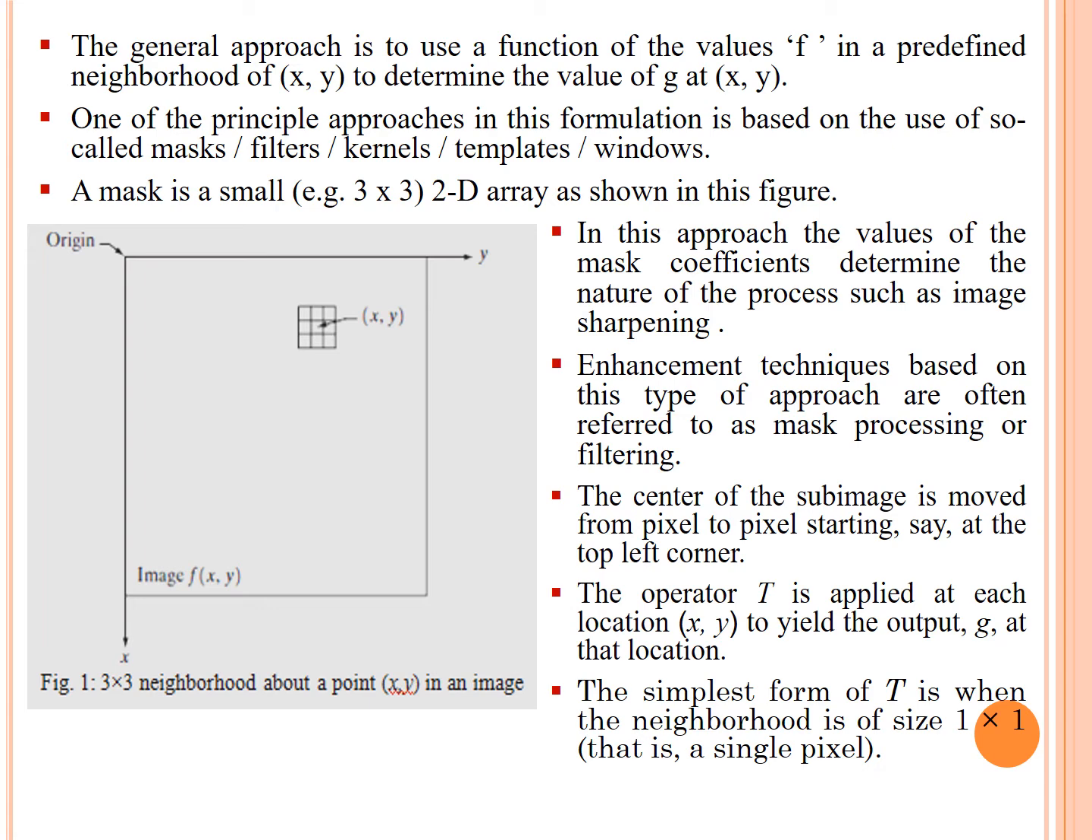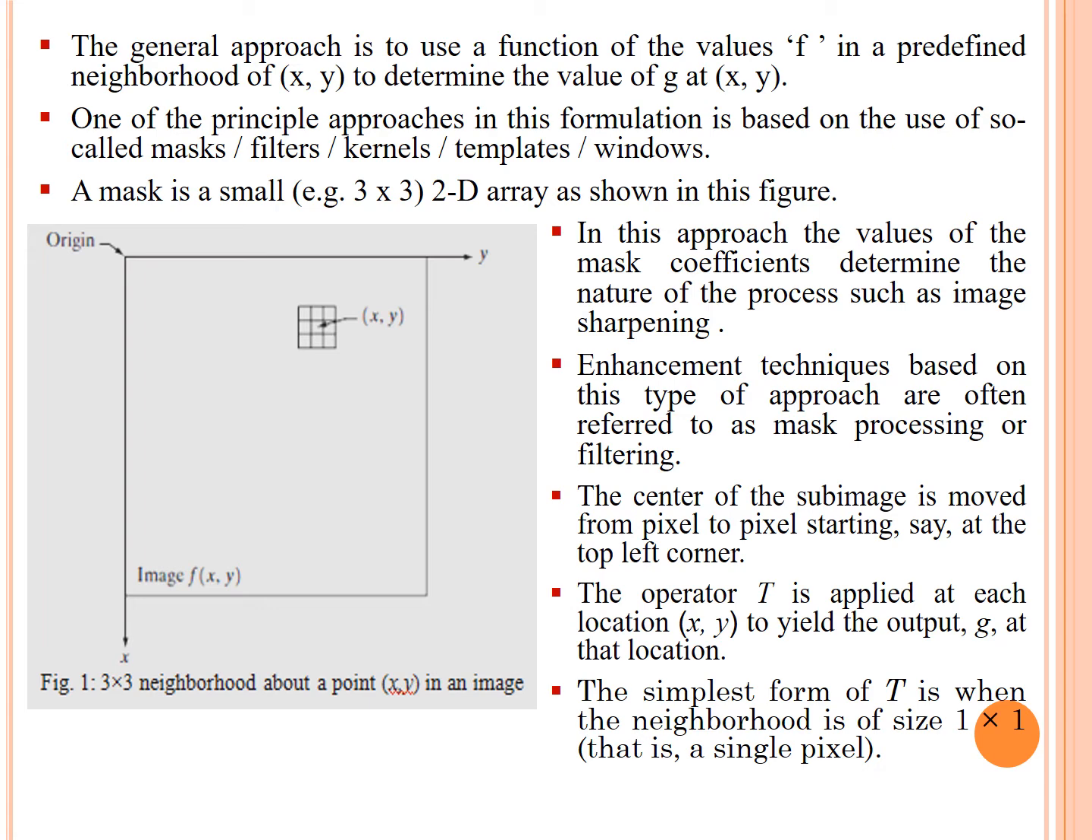One of the principal approaches in this formulation is based on the use of so-called masks or filters or kernels or templates or windows. A mask is a small, for example 3 by 3, two-dimensional array as shown in this figure. In this approach, the values of the mask coefficients determine the nature of the process, such as image sharpening. Enhancement techniques based on this type of approach are often referred to as mask processing or filtering.